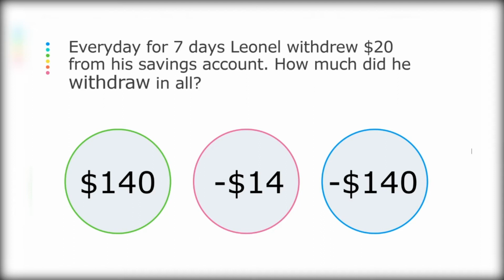And now it is going to be your turn. The problem says, every day for 7 days, Leonel withdrew $20 from his savings account. The question is, how much did he withdraw in all? You have 3 options, and you're going to have a couple of seconds for you to get the correct answer. Let's get to work.